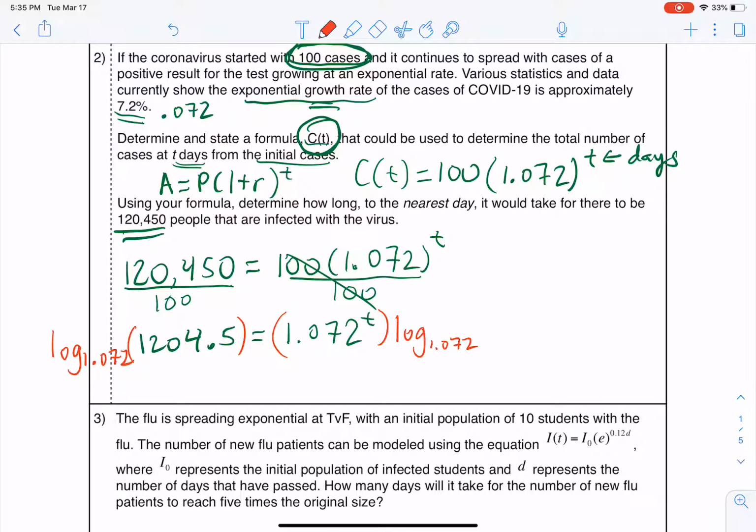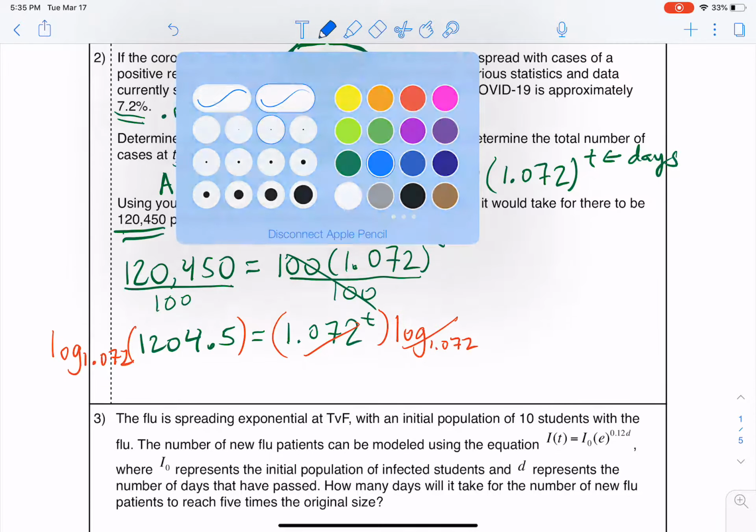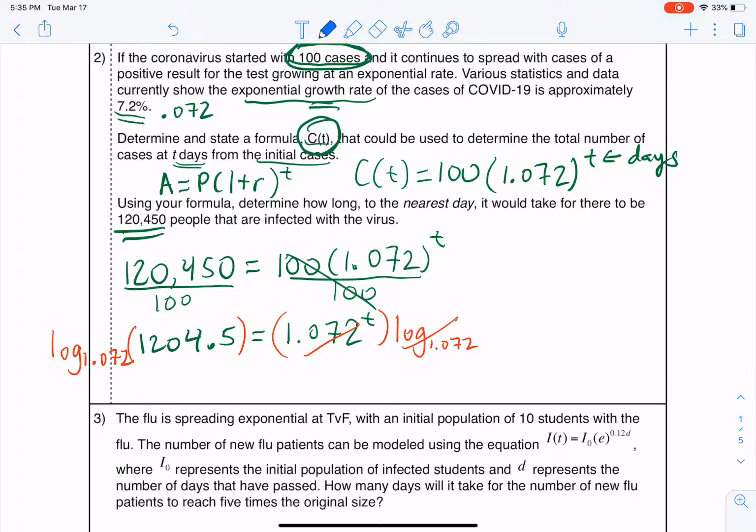All right, so what that does on the right side of the equation is it cancels everything out but my variable. I'll just write it now in a different color. So now we have t equals log base 1.072 of that number that we started with, 1,204.5.